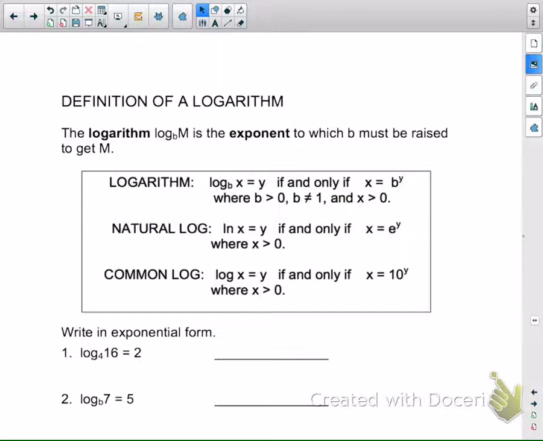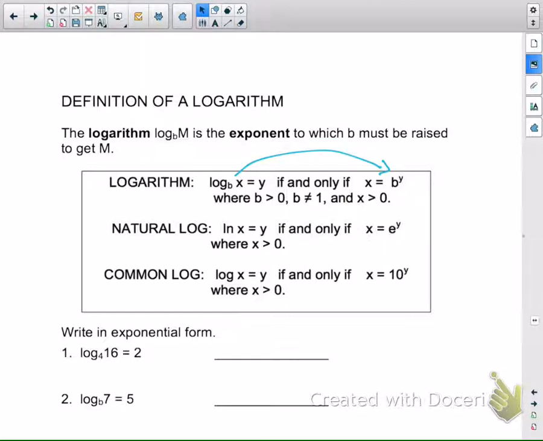Okay? A couple things in this box here for you. A logarithm is set up as log base b of x equals y, if and only if it can change into an exponential equation over here, which we're going to talk about first. How to switch logarithms into exponentials and how to switch exponentials into logarithms.